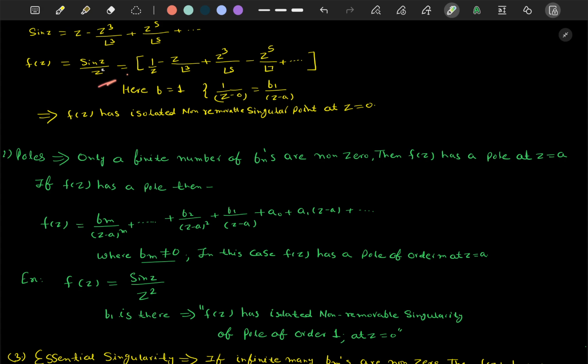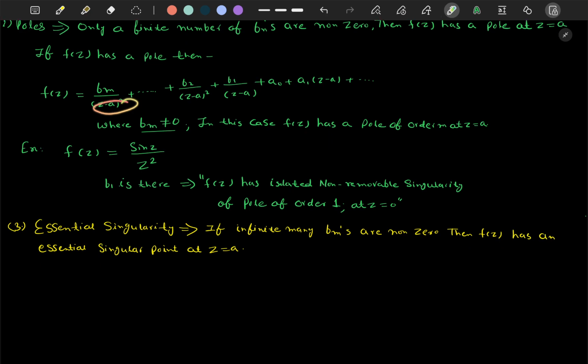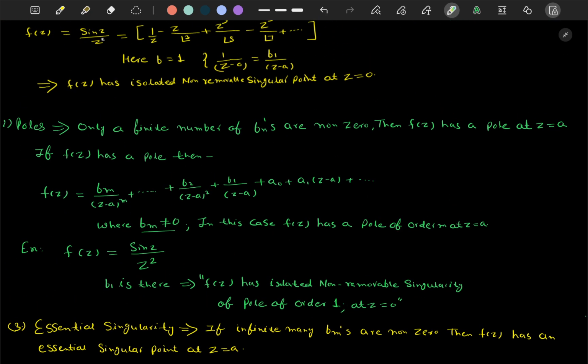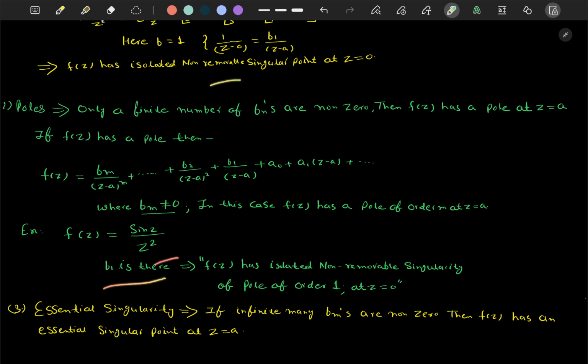Look at the function: z square will be there, but it does not have a pole of order 2, it is a pole of order 1. Why? Because we are expanding it and dividing it, and we are getting b equal to 1. That's why Laurent series are very important here. First expand according to the Laurent series and then check the coefficient of (z minus a) to the power m. If it is non-zero, then only it will have a pole of that order at that point. Now similarly we just have done here.